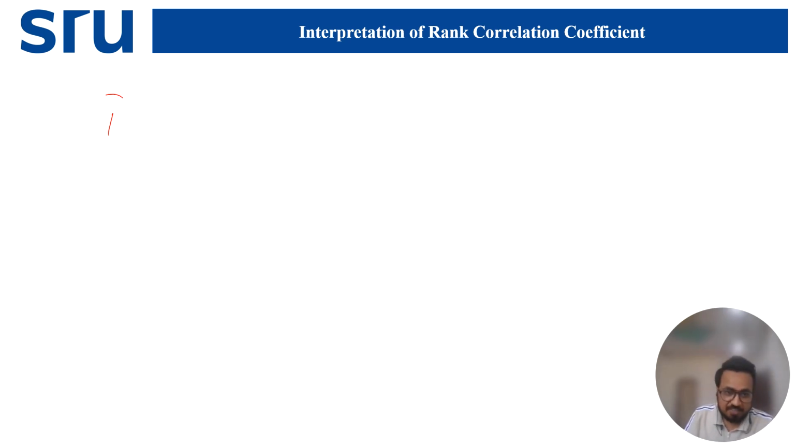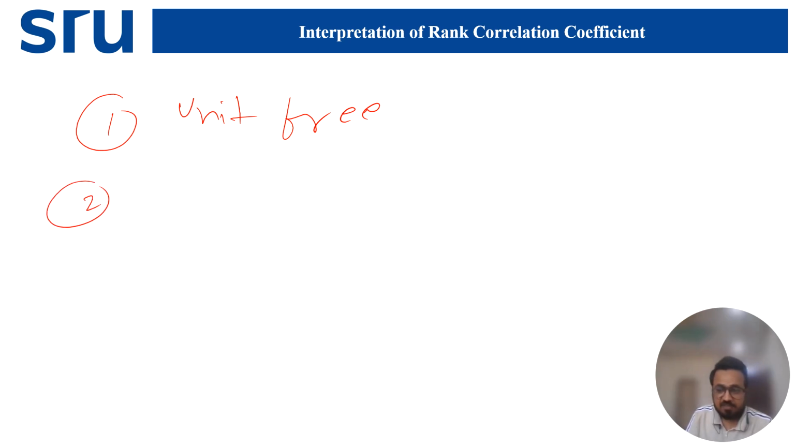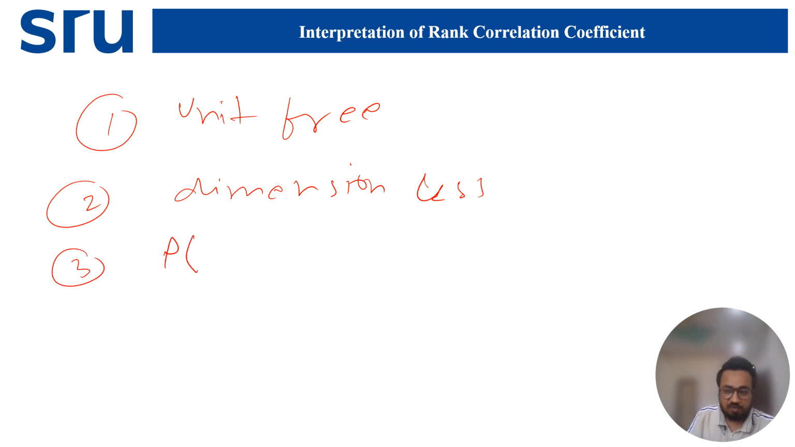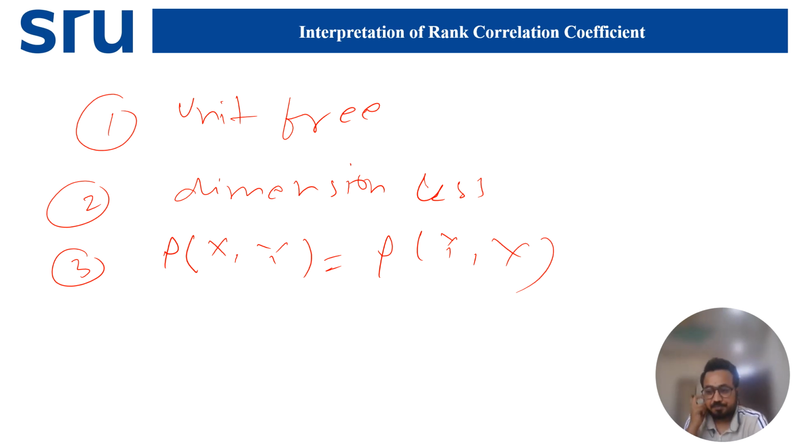Now we will discuss the properties of the rank correlation coefficient. As with the simple correlation coefficient, it is unit free. Second, it is also dimensionless. Similarly, it is symmetric, that is, rho of x y is equal to rho of y x. So these are properties of the rank correlation coefficient.